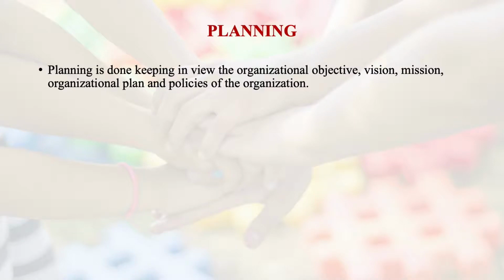So when we talk about the planning in other part, it is done keeping in view the organizational objective. That is the most important part, that the goal has to be kept in mind. What are the objectives, how the objectives would be achieved, the mission of the NGO, the organizational plan, and the policies of the organizations, and everything is interrelated. Now this is the first part which I discussed just now, is strategic planning.